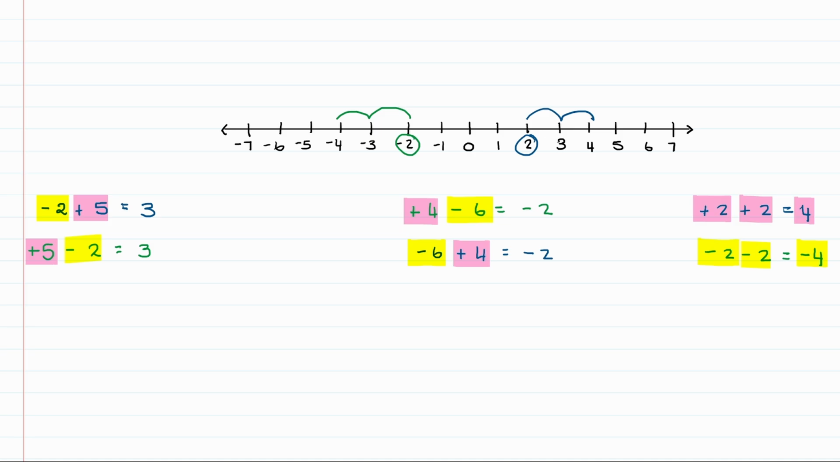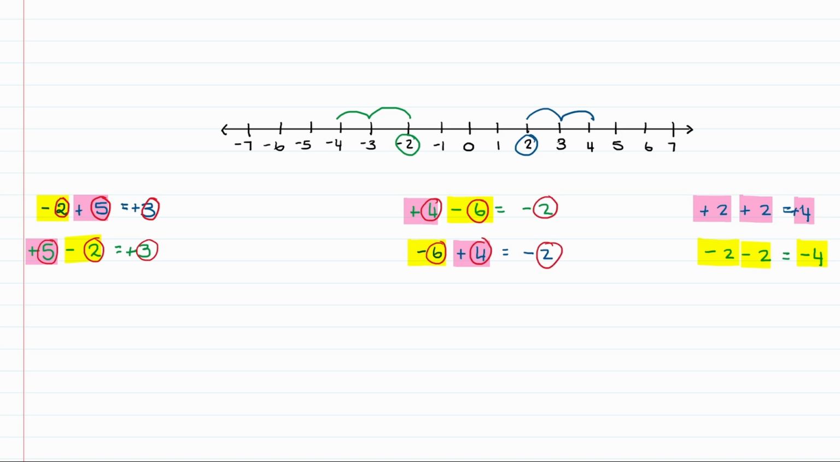Well, the first 2 answers are positive 3. And if you look closely at the numbers 2 and 5 and 3, you might notice that the difference between 2 and 5 is 3. The same can be said when you look at the connection between 4, 6, and 2. The difference between 4 and 6 is 2.